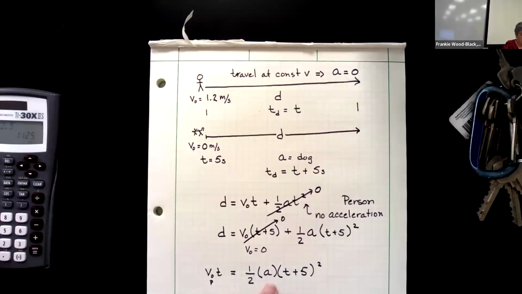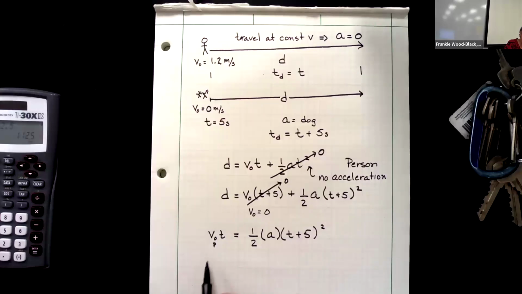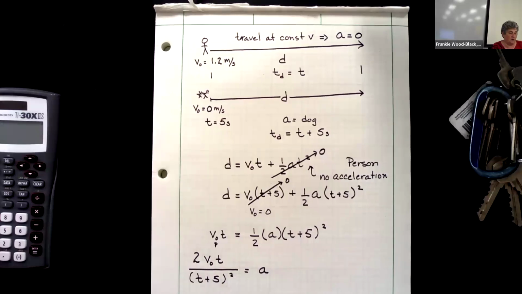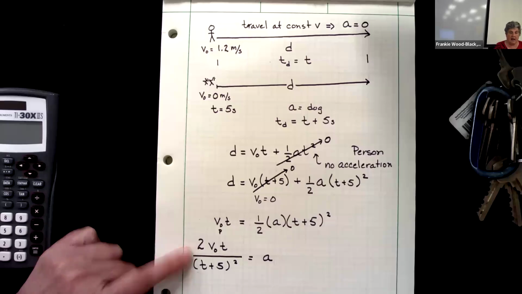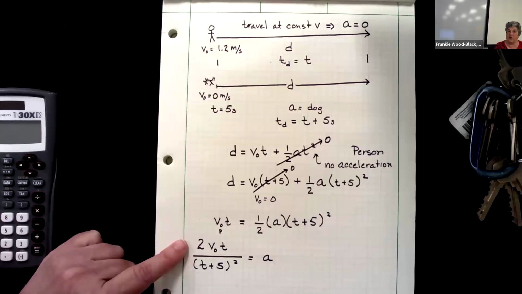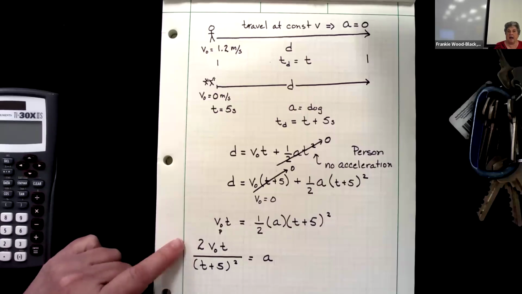We're going to want to solve for acceleration. So I'm going to end up with my initial velocity times time times 2 divided by time plus 5 squared is going to equal my acceleration. And right now, I don't have enough information to actually solve for this, unless I know the time that it took the person to travel the distance. But I can calculate it for the dog, so I wanted to show you that sometimes we end up not having enough information, but at least we can get a relationship.